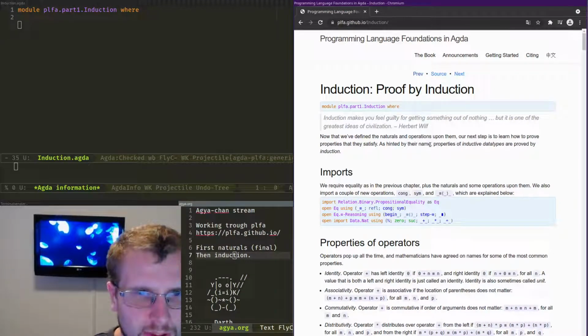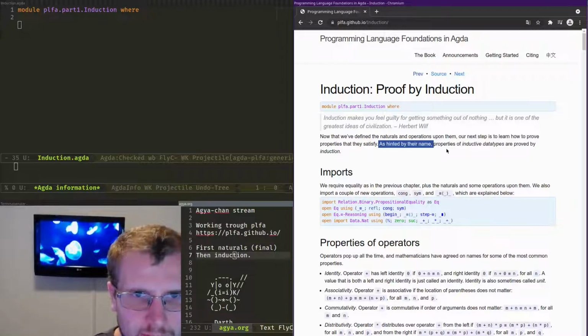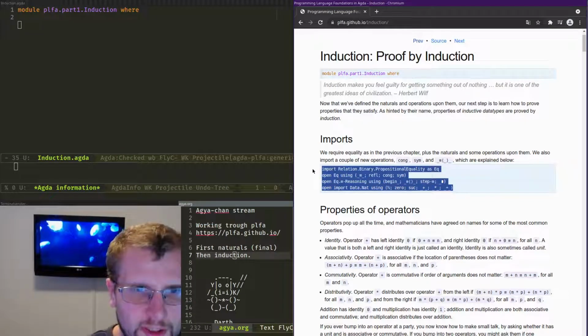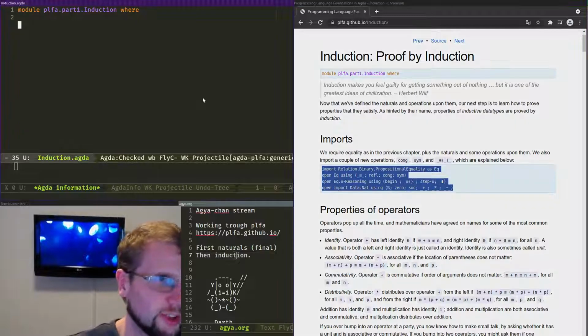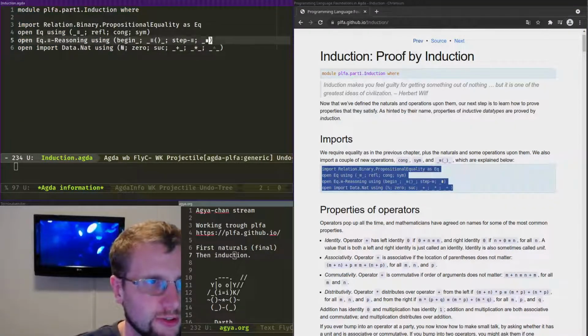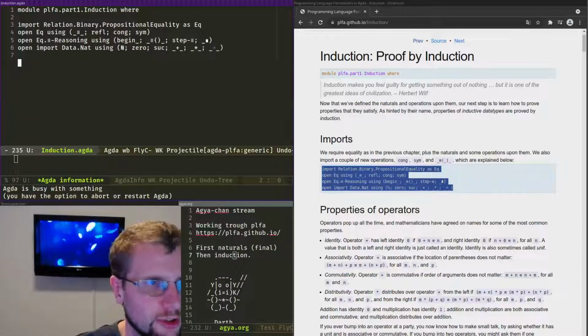to prove the properties that they satisfy. As hinted by their name, properties of inductive datatypes are proved by induction. We require equality, as in the previous chapter, plus the naturals and some operations upon them. We import a couple of new operations, cong, sim, and equality, which are explained below. Cong, sim, okay, I don't know any of these. Unlike the previous chapter where I could kind of guess what the symbols were, in this chapter things may be more difficult. Why doesn't it load?